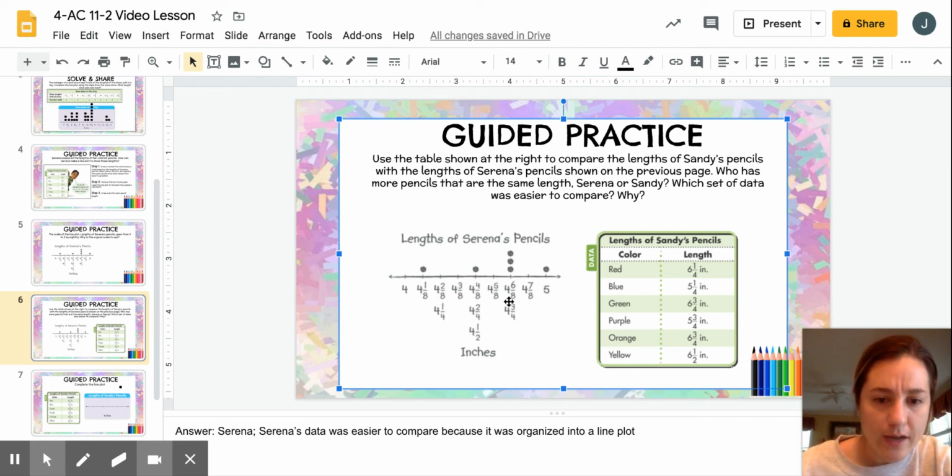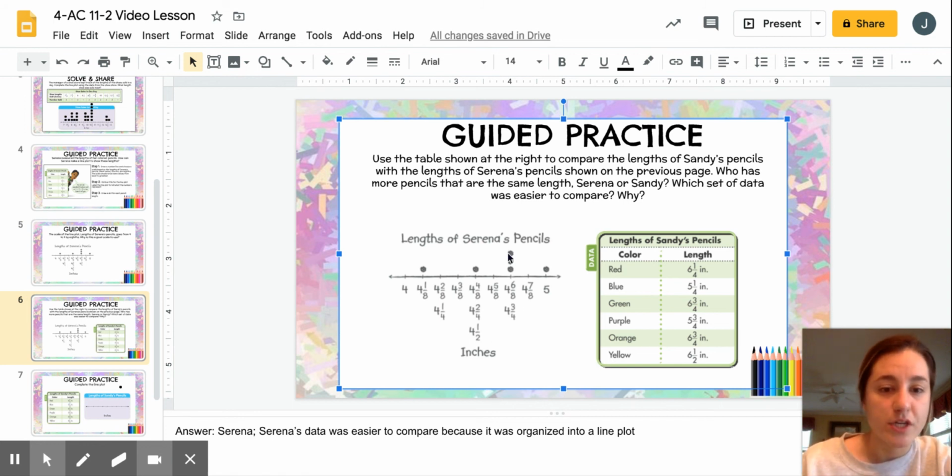Okay, well, Serena has 3 that are 4 and 6/8 inches. And I only see, this one is hard to read, 6 and 1/4 only has 1. 5 and 1/4 only has 1. They each only have 1. So Serena has more pencils that are the same length.